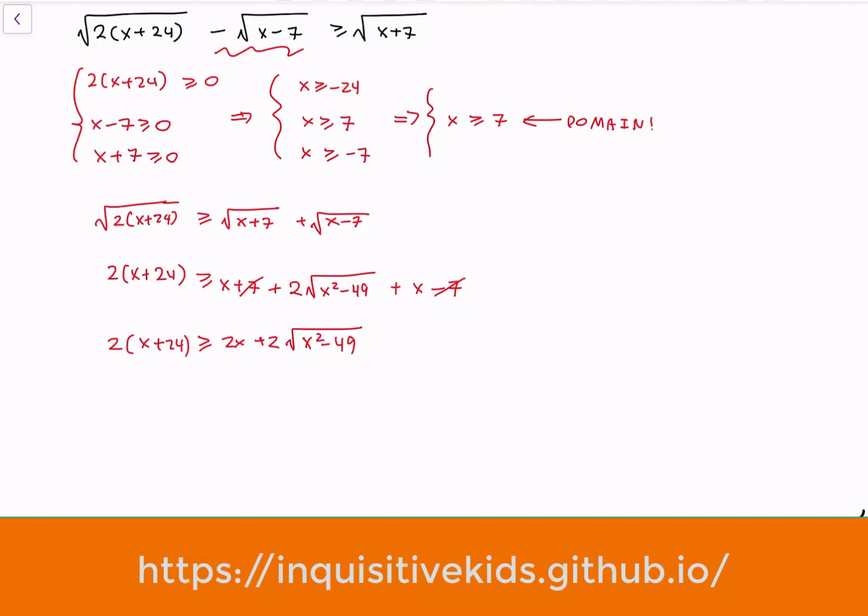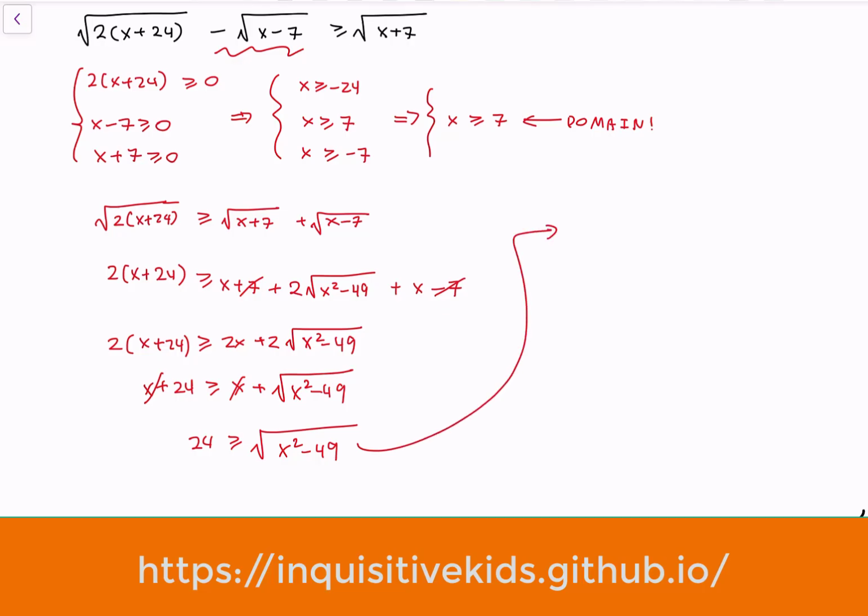We can divide 2 on both sides to get x plus 24 is greater or equal to x plus the square root of x squared minus 49. And we can subtract x on both sides, so 24 is greater or equal to square root of x squared minus 49. And because we know for sure that both sides are non-negative, we can square both sides once more.